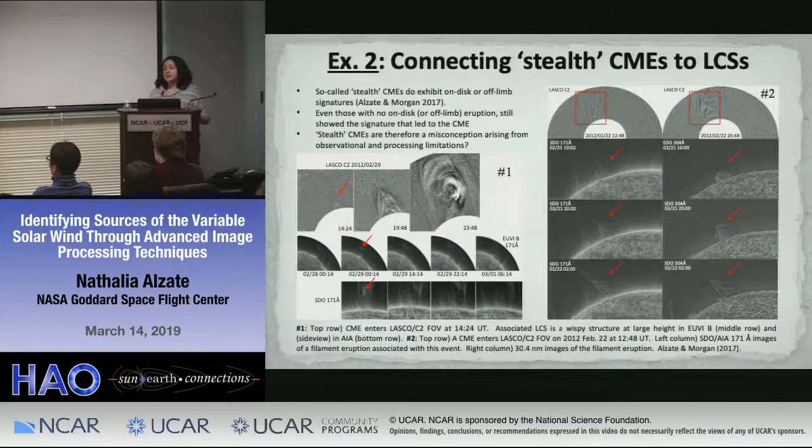So I'm not saying stealth CMEs don't exist. I'm not saying that they do. I'm just saying this sort of adds a bit to that. So we basically concluded that it could potentially be a limitation on not only instruments, but also on processing.